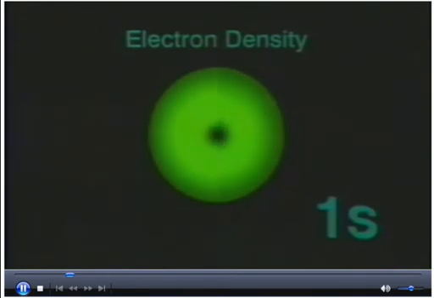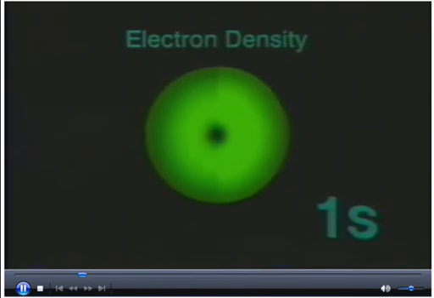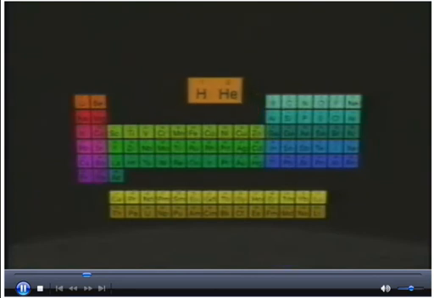Another way to visualize this orbital is to cut a slice through the sphere. In this representation, brighter colors indicate a higher probability of finding an electron at a certain location. Because the 1s orbital is spherical, these values depend only on the distance from the nucleus, not the direction. Either one or two electrons can occupy one orbital. The two elements with electrons only in the 1s orbital are hydrogen and helium.